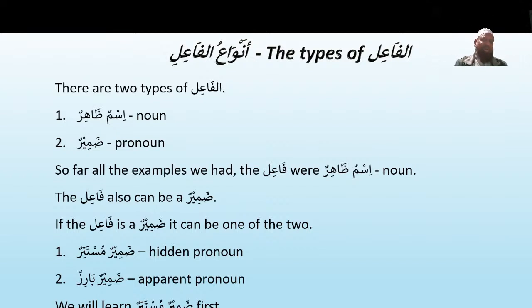So let's go through it again. If you do not understand, don't worry. We'll be covering this again and again, and you can go through this video again and again to understand. There are two types of fa'il in this sentence. Number 1, ismun zahirun, and we've covered that. Alhamdulillah, we understood that it is a noun that comes in the sentence as a doer, as a fa'il. Number 2, fa'il also can be a damir, the pronoun.